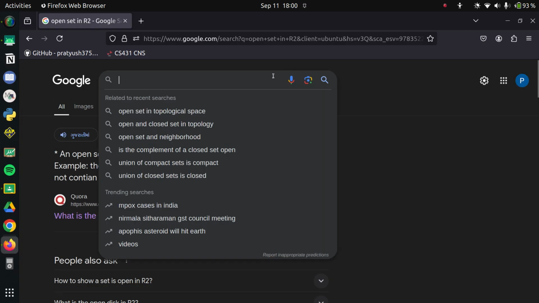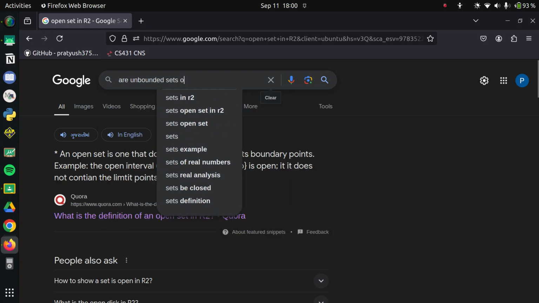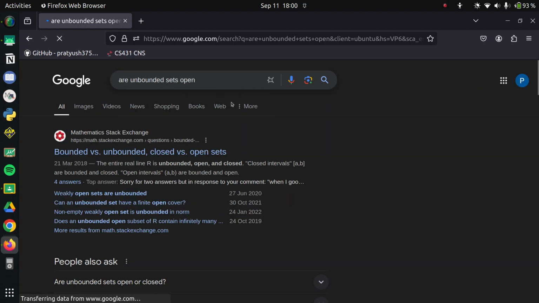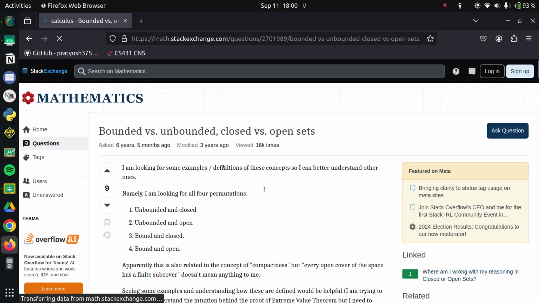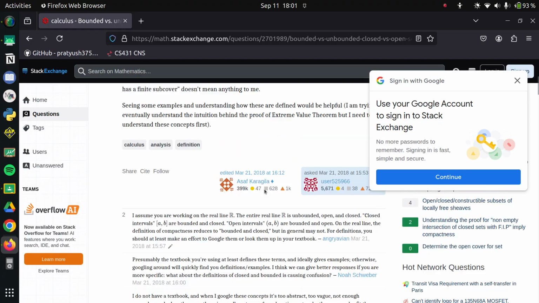Are unbounded sets open? I think they are. The entire real line is unbounded, open, and closed. What? Okay, this is very weird. The definition of compactness reduces to bounded and closed, but in general may not. Okay, sure. What?